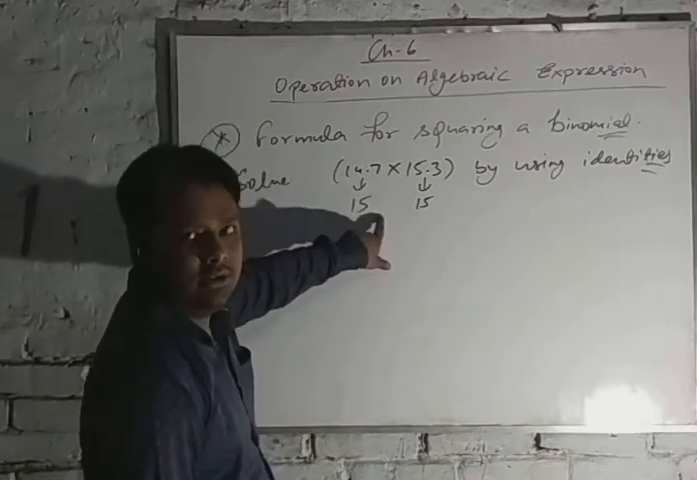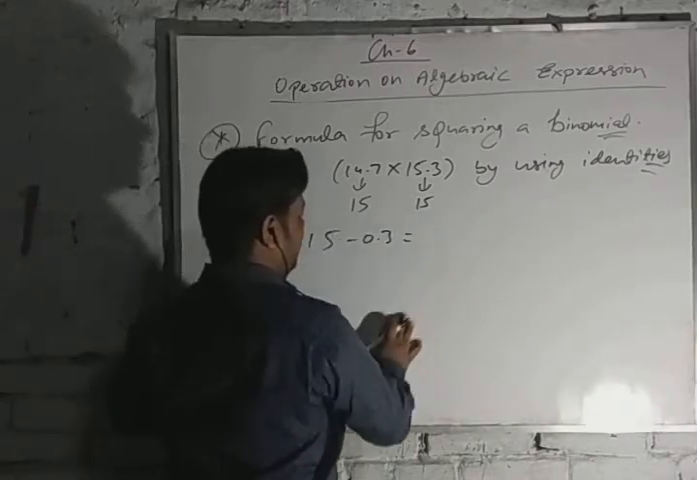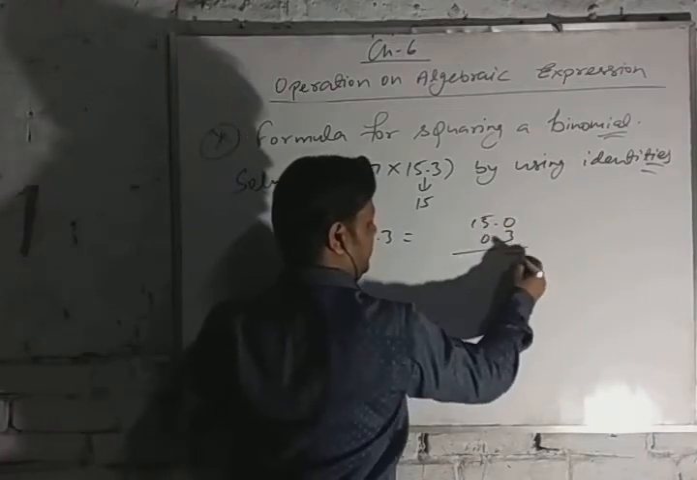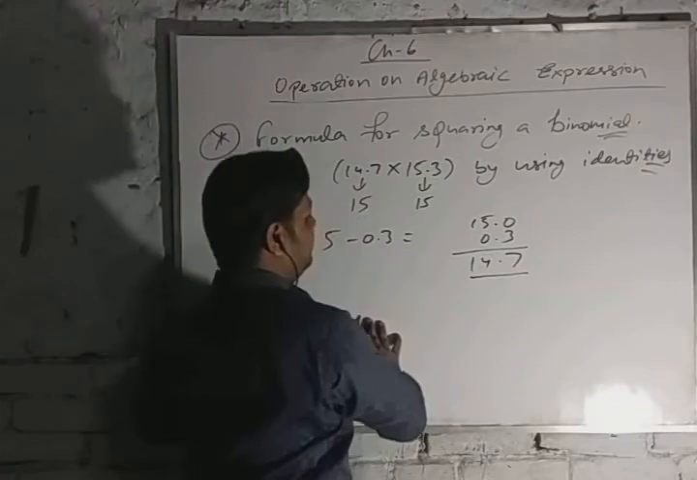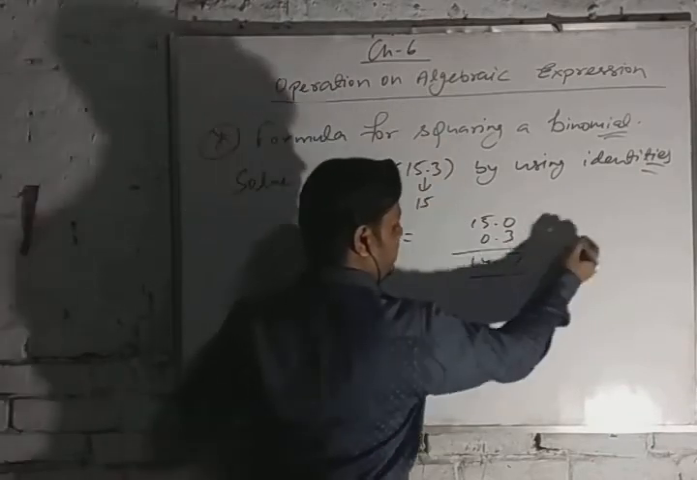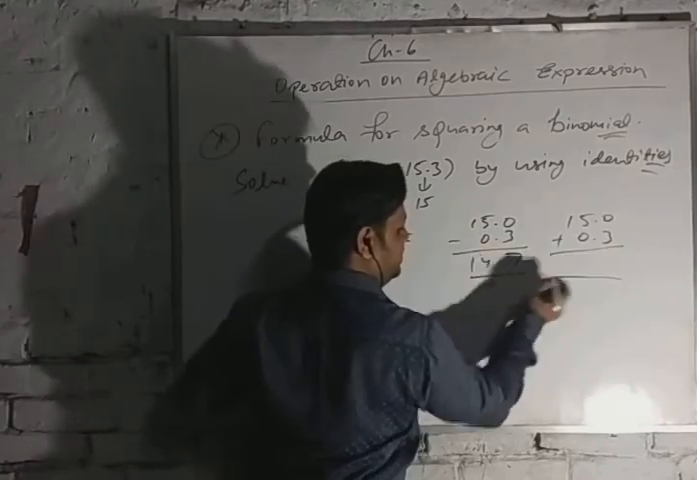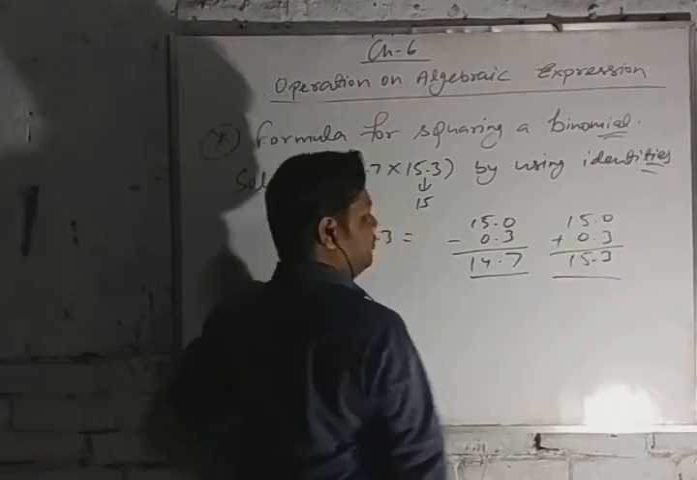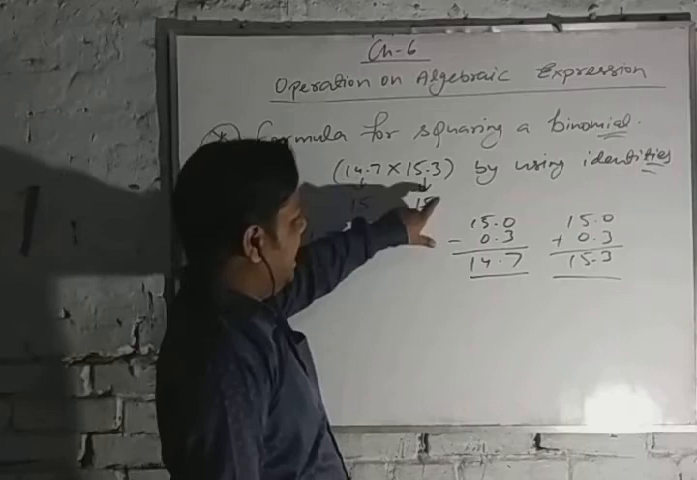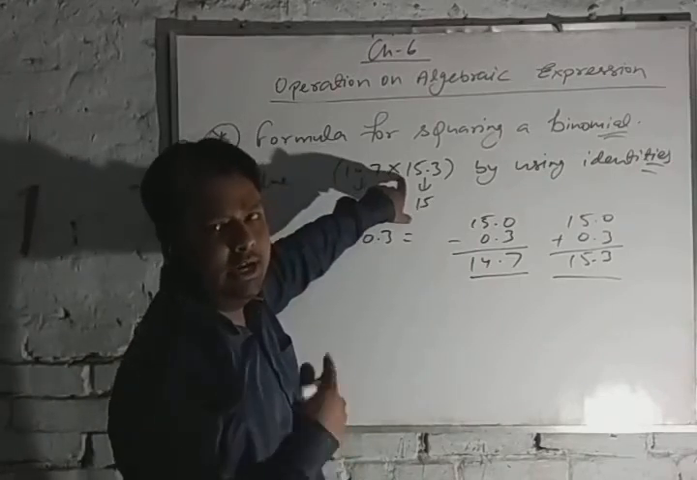0.3. 15 minus 0.3 will be 15.0 minus 0.3, and you will get 14.7. And what value will we add? Plus 0.3. 15.0 plus 0.3. If you subtract here and add here, then you will get 15.3. That is, if we subtract 0.3 and add 0.3, then you will get 14.7 and 15.3 respectively.